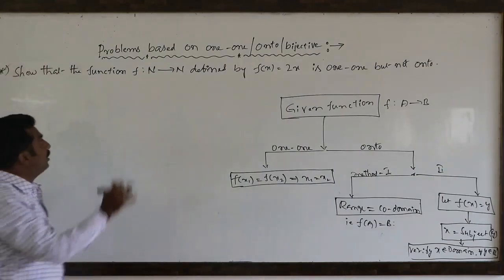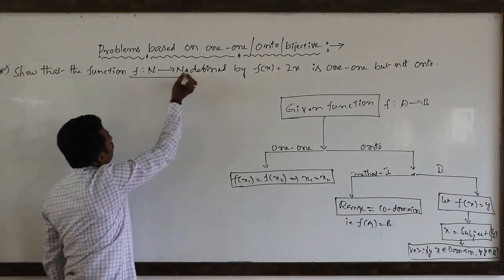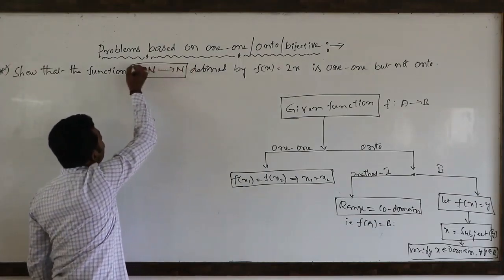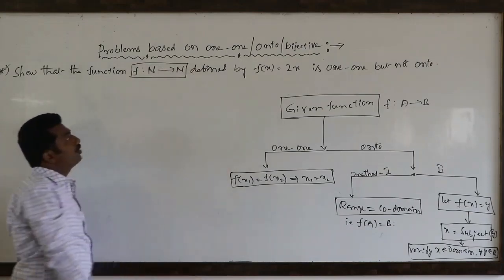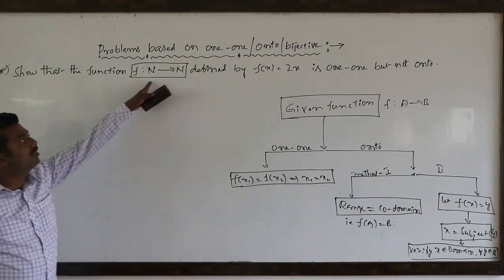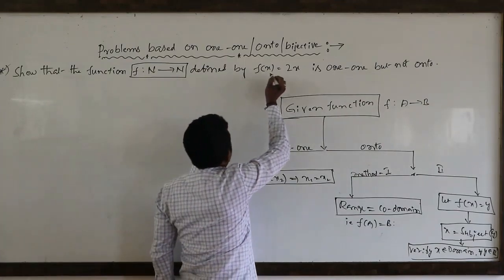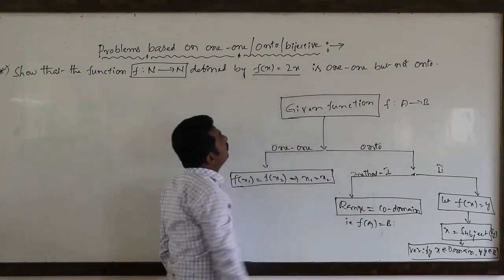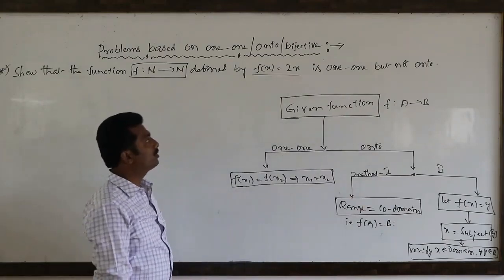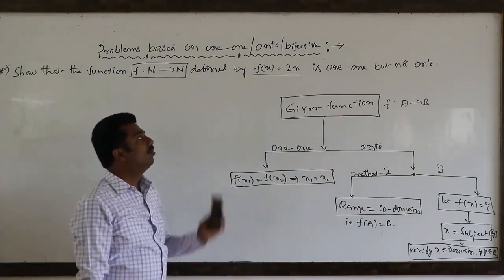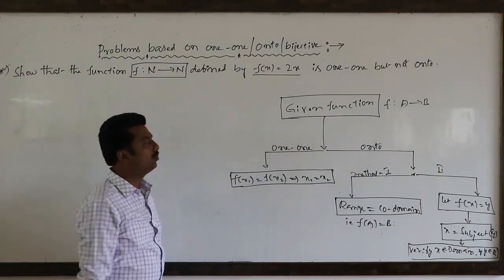Show that the function f maps N to N, natural numbers to natural numbers. In these types of problems, you have to observe what the domain and the codomain are. On that domain and codomain, the function f of x equal to 2x is defined. We have to prove it is 1-1 but not onto.